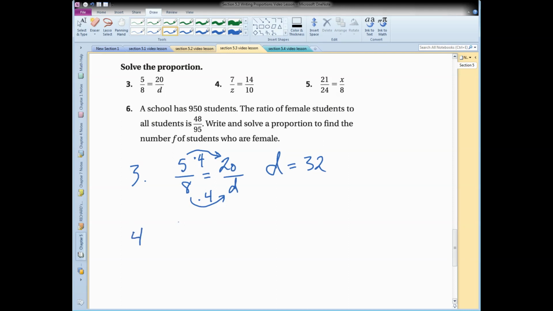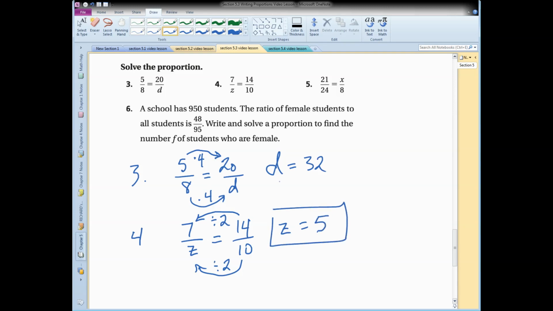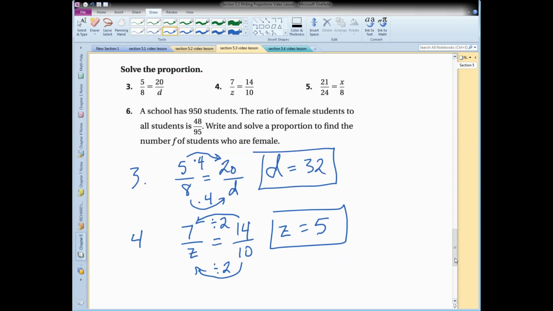Let's look at another one of these. Let's look at number 4. 7 divided by Z equals 14 over 10. And let's see, to go from 14 to 7, I can divide by something. What do I divide by? Awesome, you divide by 2, which means I can divide 10 by 2, and 10 divided by 2 is what? There you go. So Z equals 5. All right, and I just box these up.